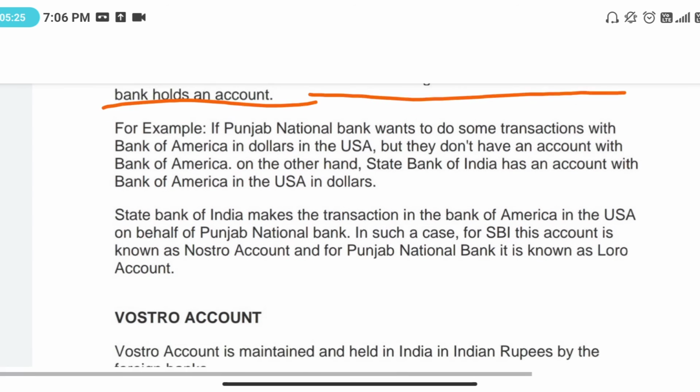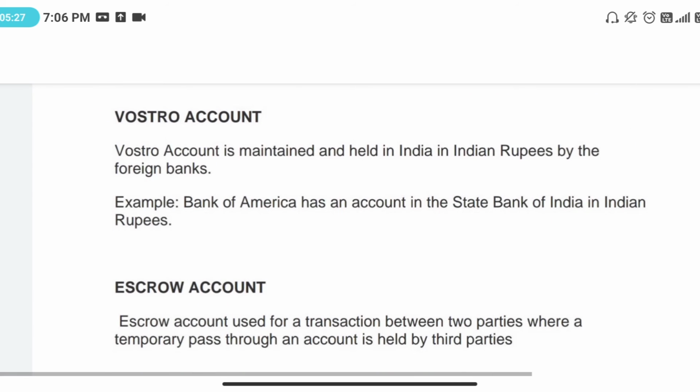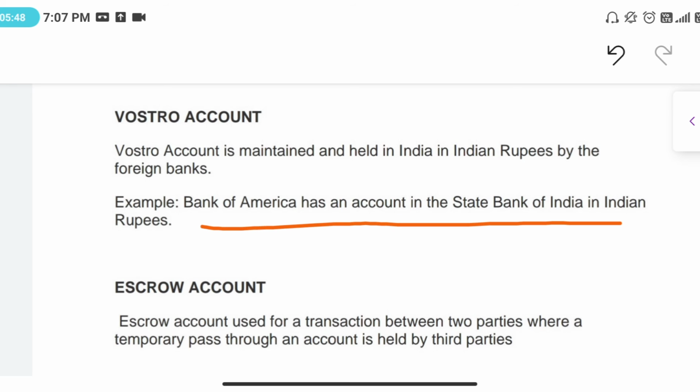Then moving on to the next type of account, the vostro account. It is the opposite of the nostro account, in which we saw that an Indian bank holds an account in a foreign bank, but here a foreign bank holds an account in an Indian bank in Indian rupees. So this is called a vostro account. For example, Bank of America has an account in State Bank of India in Indian rupees. This is called a vostro account.